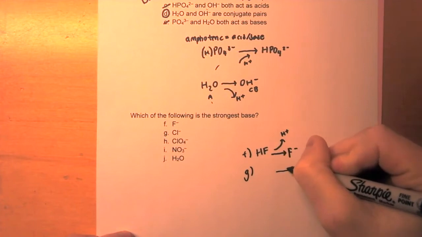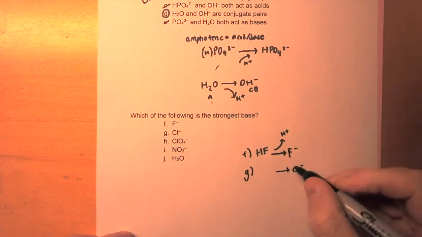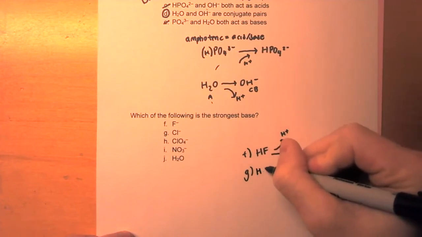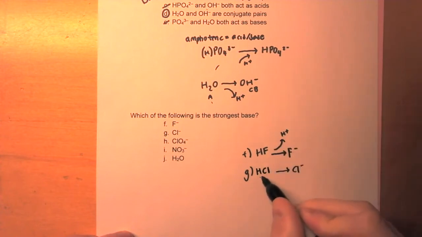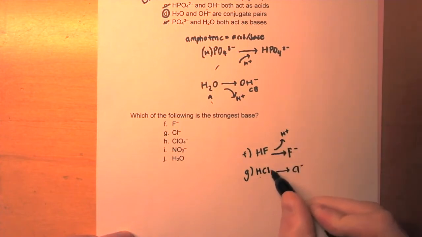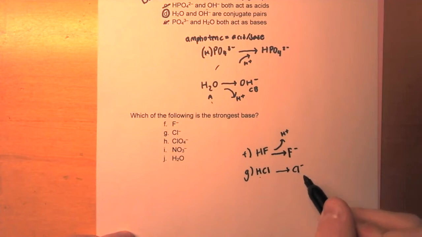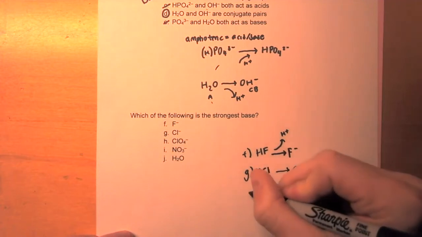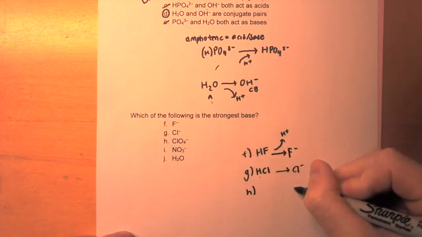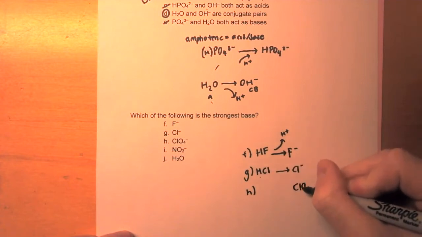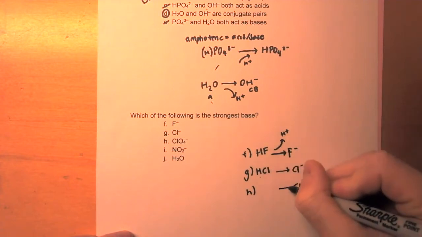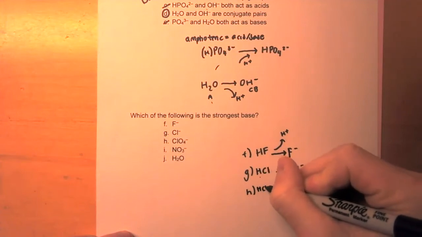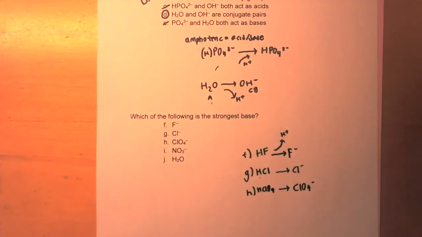G. Something going to Cl minus. Very similar to this, it would be HCl. Because we lose this proton, so we go from HCl net 0 charge to Cl minus 1 charge. Again, you can walk through these with me. You can pause the video and do them ahead of time and check your work. But this would be HClO4. Sorry, I got cramped there.